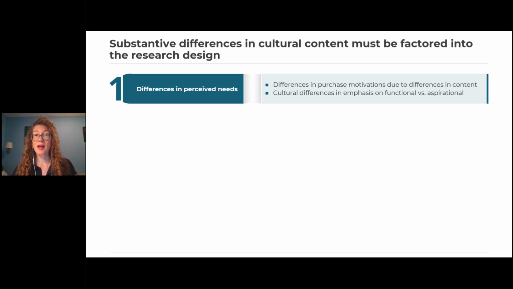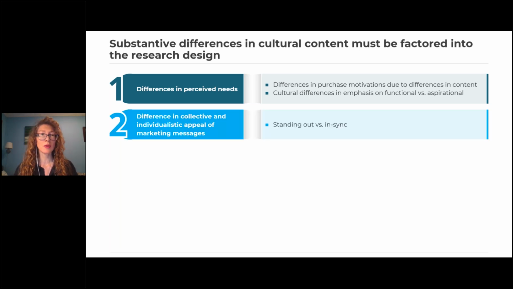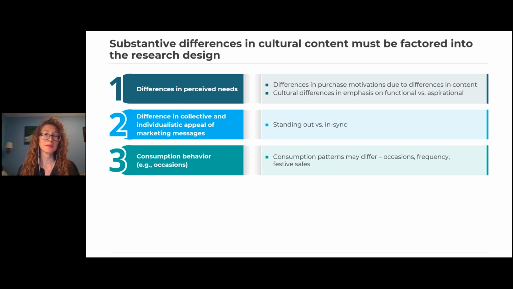So the shopper wants to have the latest and greatest, so it doesn't matter if the functionality is improved or if they prefer something from an older version. They may want to buy that newer version simply to show it as a status symbol. There could be differences in collective and individualistic appeal of marketing messages, and that's really critical because in some markets, being individualistic, standing out, working on your own might be valued more than in other cultures and communities where being in sync with others, whether it's in the workplace or within your family or community, are actually much more important.